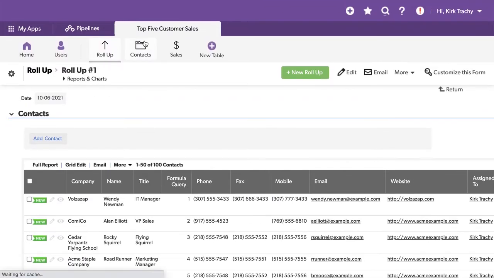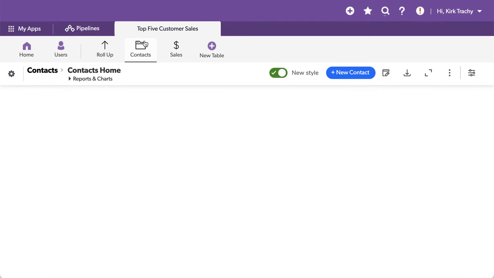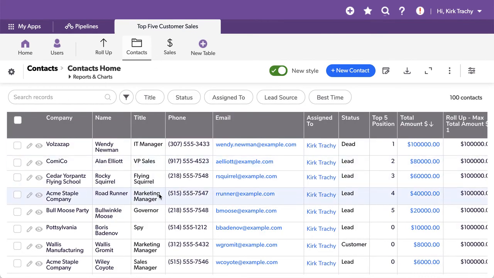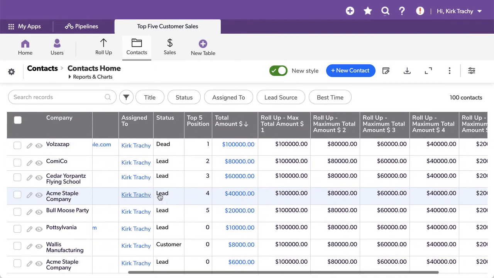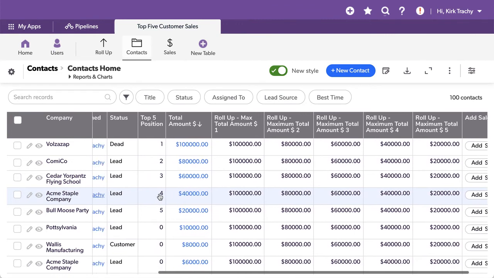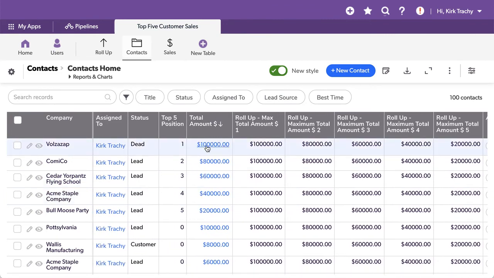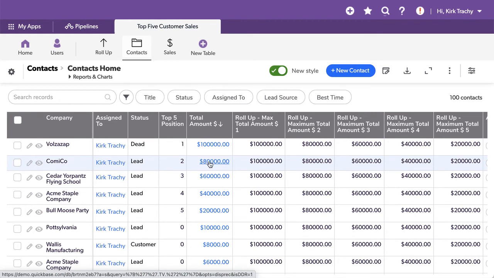Let's look at the contacts for a second. So in the contacts, if I move over to the side, you can see I'm bringing up the total amount as it related to the record. This is the total amount. And that's very helpful to see because this particular person had this amount in sales. So as it rolls up to that roll-up category, you can see the options that are here.